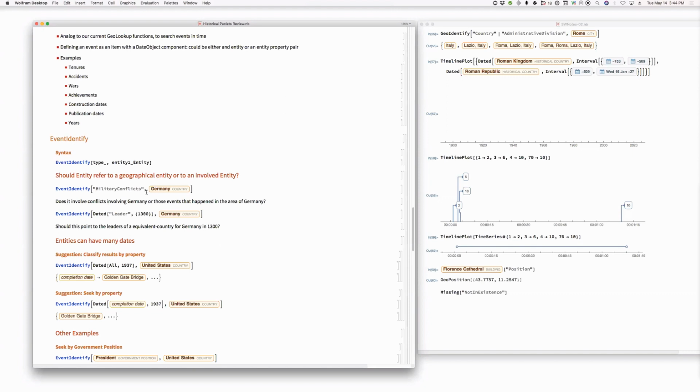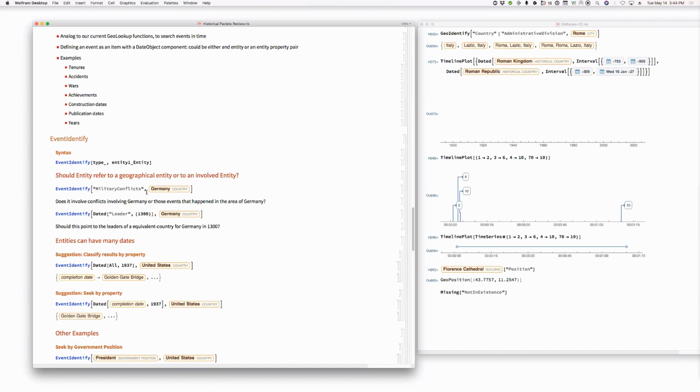You might want to know, when were there military conflicts associated with Germany? This is asking for two things. Who are the leaders in such and such a time interval? But by the way, there needn't be any geo about it. It's actually surprising we haven't had this issue before. Like, what movies were made in the 1950s? So we can get that from an entity class query, right?